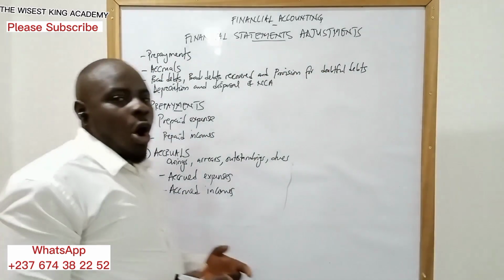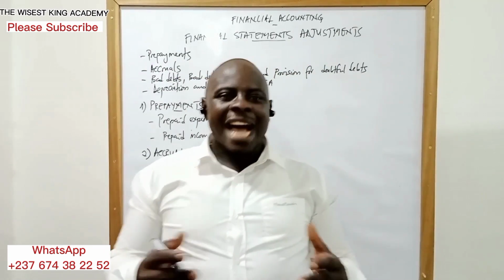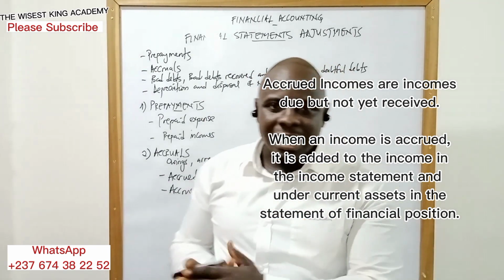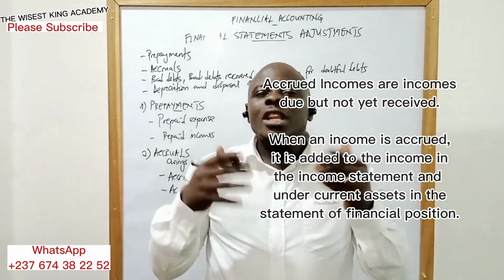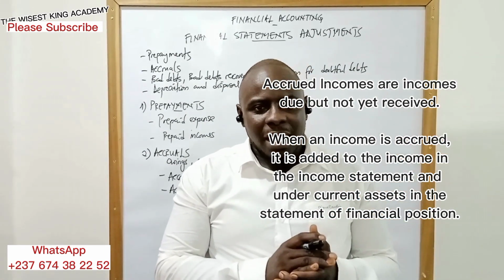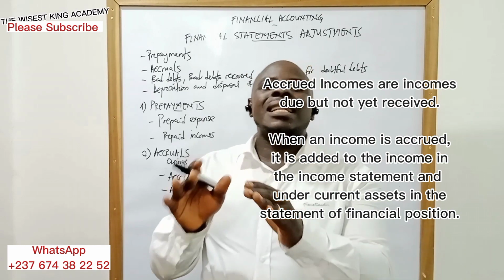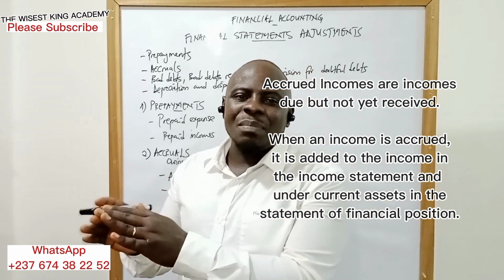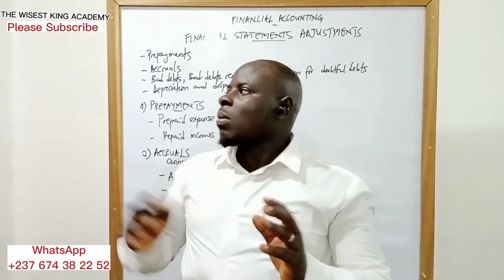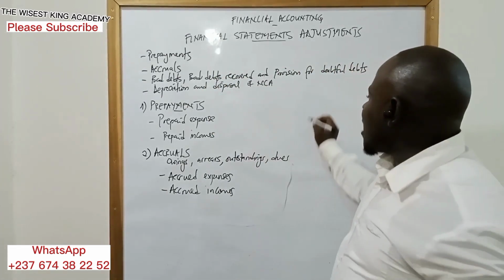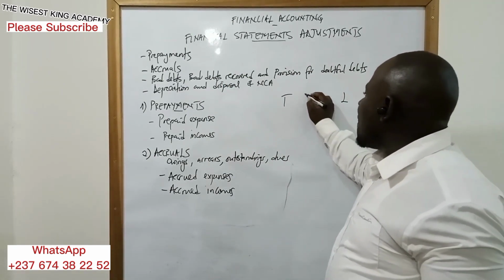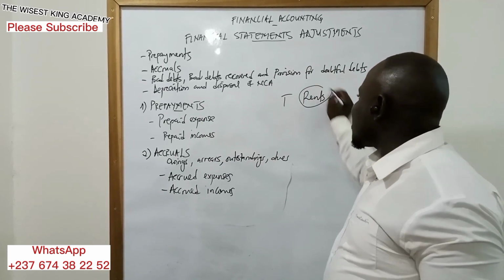Accrued incomes, or income received in arrears. These are incomes due but not yet received. Accrued incomes are added back to the incomes in the income statement and also under current assets in the statement of financial position. So, let me take a short example on this. We have a tenant and we have a landlord. What binds them is known as rents.